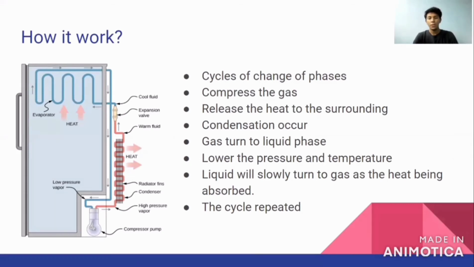And so the refrigerant liquid will flow through the expansion valve. At the expansion valve, it will lower the pressure and the temperature of the refrigerant liquid. After that, the liquid will slowly turn to gas as the heat is absorbed at the evaporator. And then it will make the refrigerator cooler. It becomes cool, and so the cycle will be repeated again.